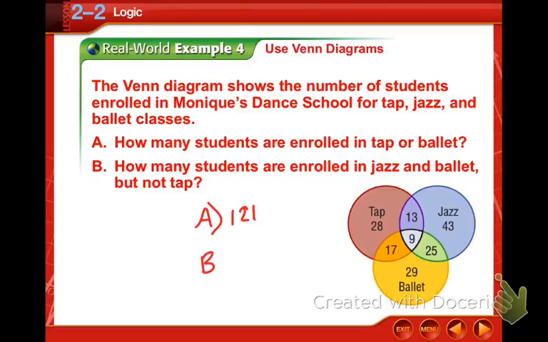B, a little bit different. That one's an AND statement, and it has this caveat on the end that is but not, right? So AND means they have to be in both, right? So that means we're looking at this little eye-shaped piece here. But the not tap part means we get to eliminate these 9. So we're just looking at these 25 kids, and that's our answer, 25. Okay?